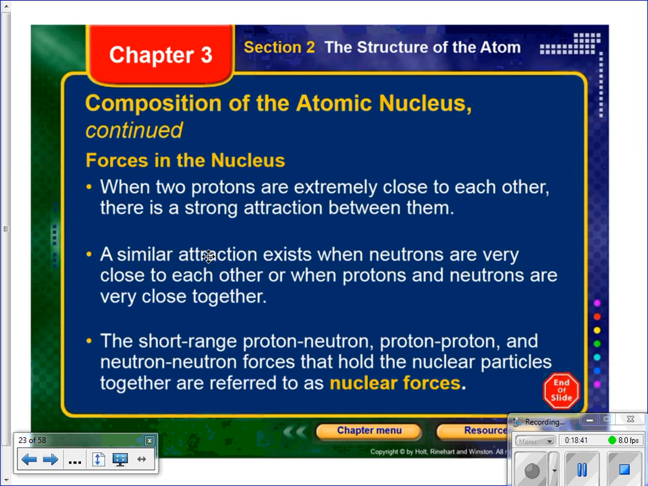Nuclear forces. This is kind of what's holding our atom together. So we know we have our positive nucleus and we have our negative electrons. Well, we also have attractions between the protons and neutrons inside the nucleus, and these are called nuclear forces. These nuclear forces are what's holding that nucleus together, and also helping to hold our electrons in and keeping them from being attracted to the nucleus of other atoms. So when the atomic bomb was dropped, what we were actually seeing is the release of these nuclear forces. Extremely strong forces.